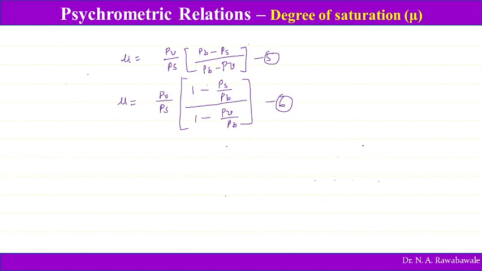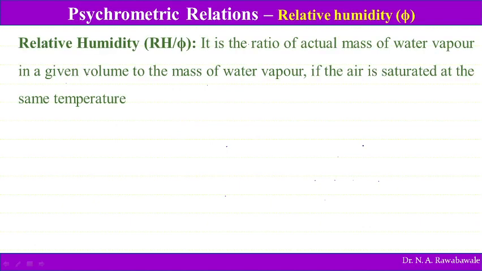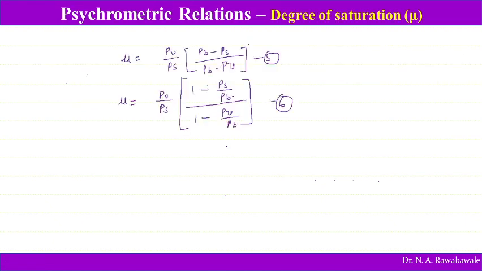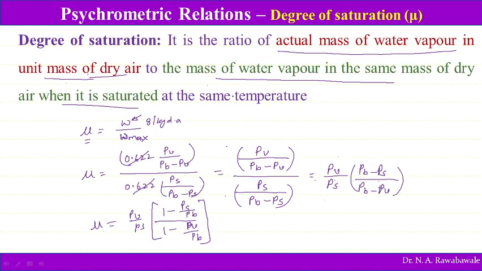Coming to the next term, that is relative humidity. What is this relative humidity? As we have just defined, it is the ratio of the actual mass of water vapor in a given volume to the mass of water vapor if the air is saturated at the same temperature. Earlier it was with respect to the mass, with respect to the mass of water vapor in unit mass of dry air.